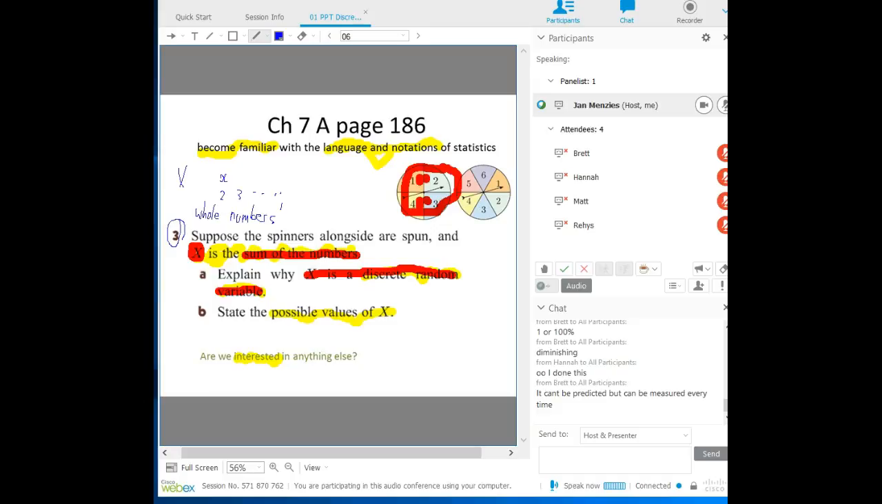All right, so the randomness is the spinner is random, so it can't be predicted, and it can be measured every time. So can you see that Hannah's, if I said on the spinner the numbers were 6.3, 1.8, so the sum would not be a whole number, but it would still be discrete. Smiley face if you can see how the careful definition that Brett has given, it can be measured every time, means that the measurements might not be whole numbers.